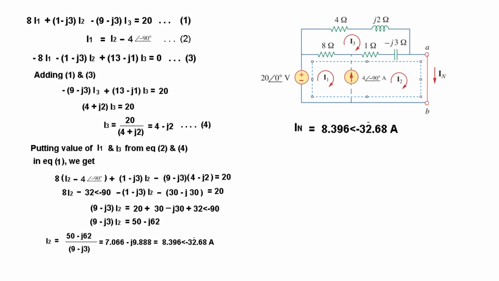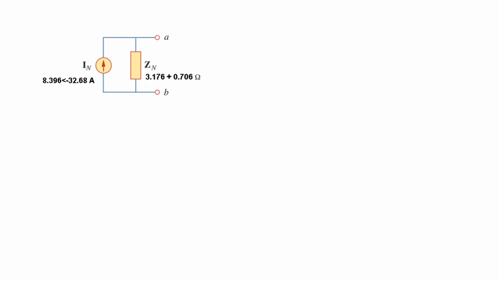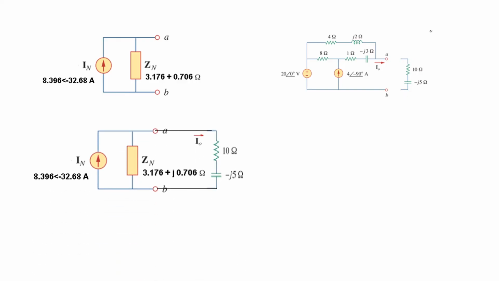So now that we have found the value of In and Zn, this is our Norton equivalent circuit, and with this we will now connect the load which we had disconnected, this load. And so we have connected the load, and this is the current of interest I0 that we have to find.